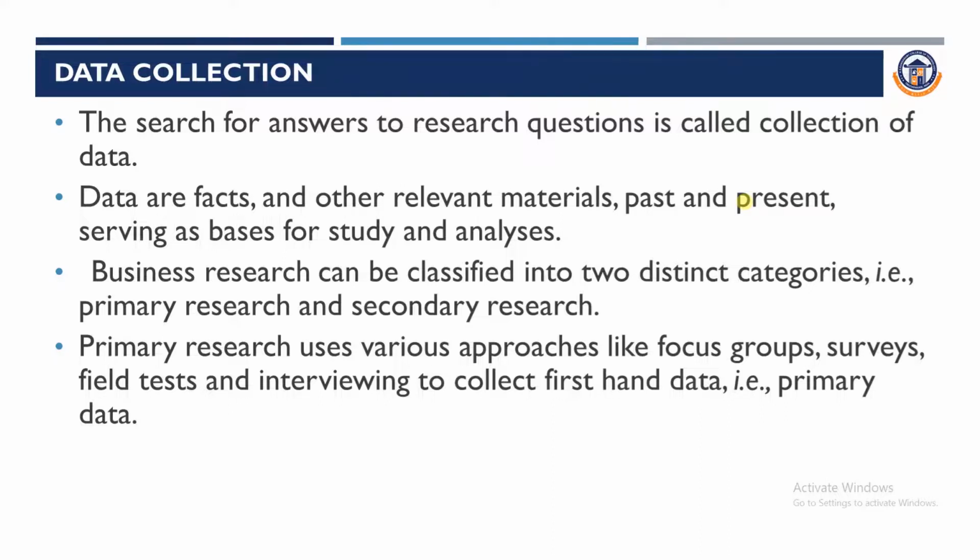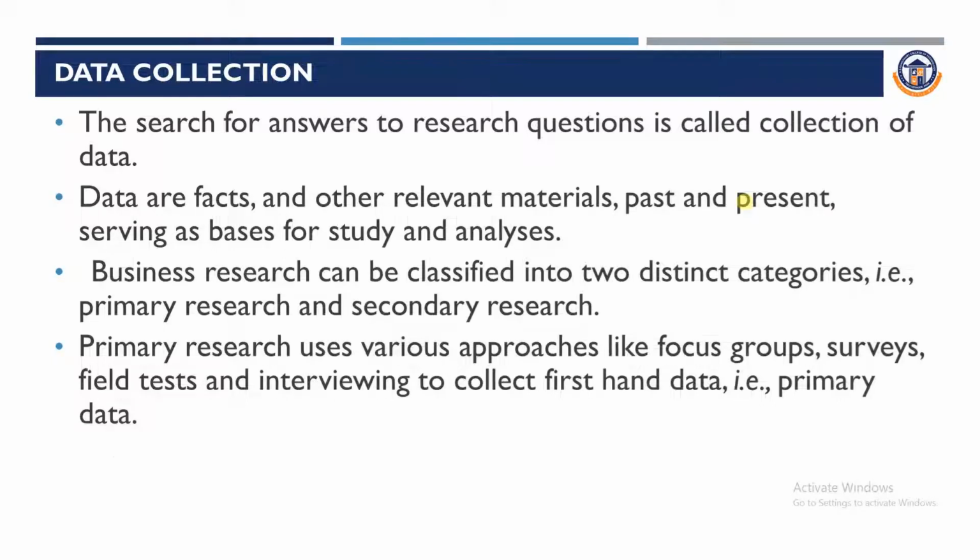Generally, data consists of two categories. One is primary data, and the next one is secondary data. Primary data is generally called first hand information, where we directly go to the field and collect a new set of information which does not exist so far in any of the places. Therefore it is called first hand information. It can be from the customers, the employees, or any particular group of people. A focus group, a survey, a field test, or interviewing, all these are methods of primary data collection.